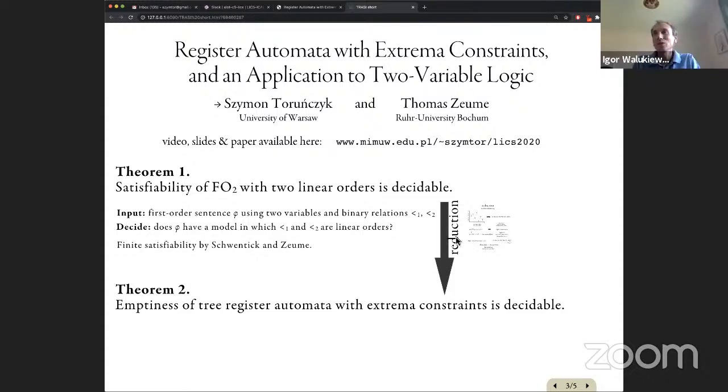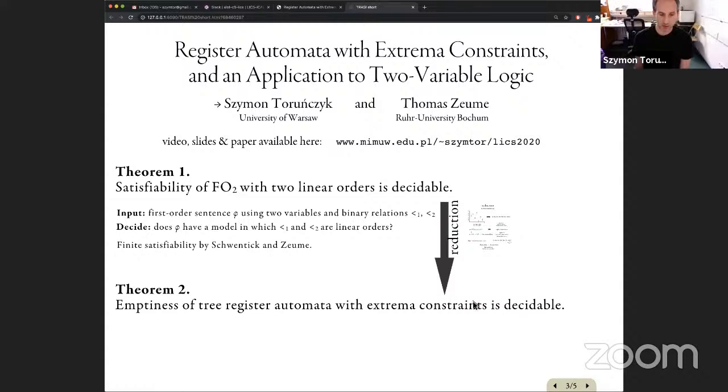Any other questions? I don't see hands. I have a rising question. Oh, yes, please. So you mentioned in your talk that you can decide emptiness of those three register automata by reduction to three register automata without extrema constraints. So I was just curious how you get rid of those extrema constraints.